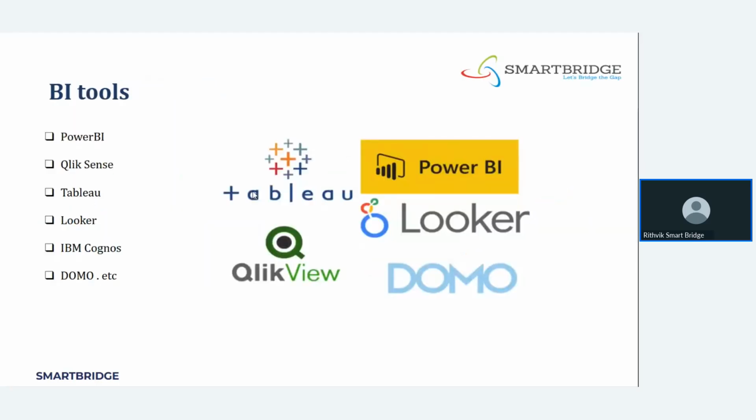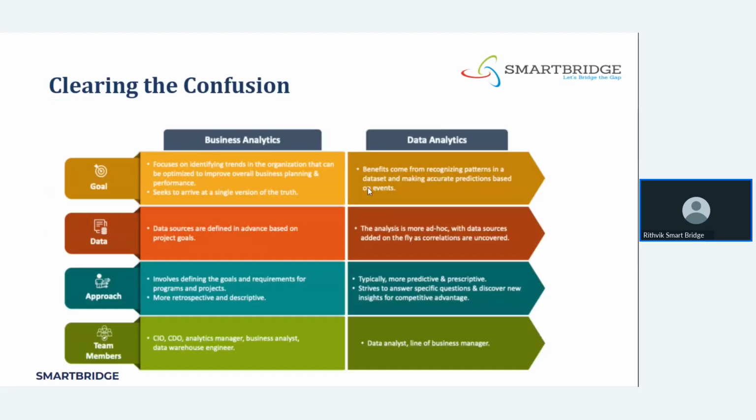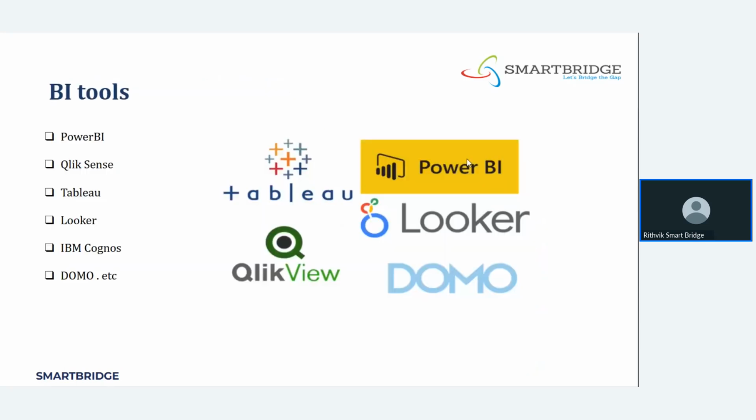Okay. What are the tools we have for data visualization? BI tools: Power BI, Qlik, Tableau, Looker, IBM, and Domo. Mostly we are going to use Tableau and Power BI. Nowadays, Qlik is also booming, but no problem. If you are running any one visualization tool, BI tool, that's more than enough. You can understand other tools and you can work on them. These are all the tools we have basically: Power BI, Tableau, Looker.